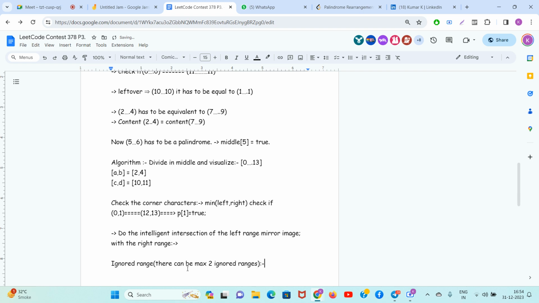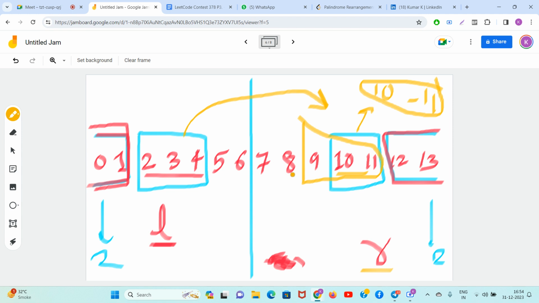Guys, which is the ignored range? Can you tell me? It is 9. First fix this. This also you will do in O of one time only. How? I will tell you. Guys, this 9 is the ignored range.